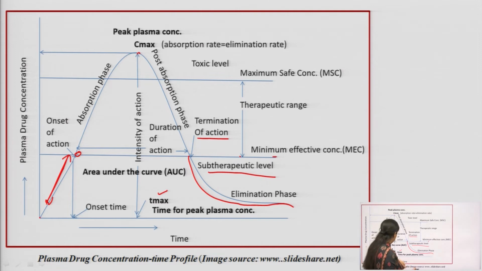So, this is the plasma drug concentration time profile. That means, after 15 minutes what will happen to the drug, after 30 minutes what will happen to the drug. The pharmacokinetic behavior will change time by time. If you see, the drug is initially taken and after 15 minutes onset of action will occur, then absorption, elimination, termination and all these things. So, through this plasma concentration time profile, we can observe how the drug is behaving within the body.